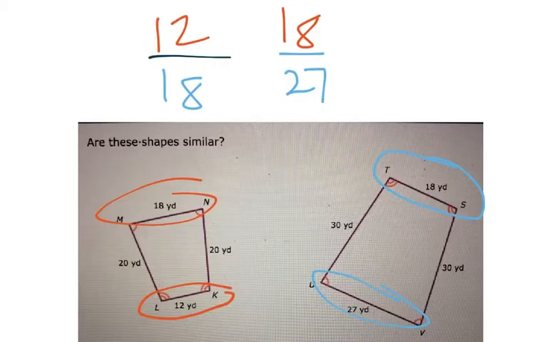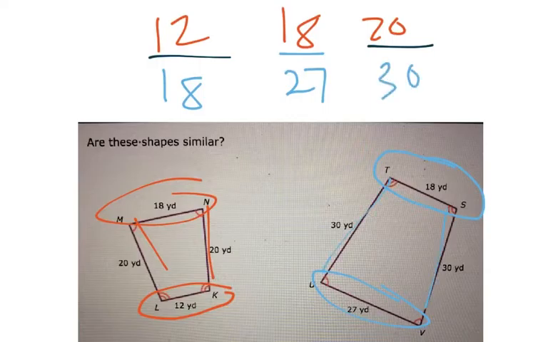And then we can finally check the middle sides, which are 20 and 20, so we don't have to check them twice. But we can see 20 corresponds with 30 on the right. So we have three ratios, and in order for these two shapes to be similar, all these ratios need to equal the same thing. So the quickest way is to just punch it into your calculator and see if you get the same decimal, but if you don't have that available, we're going to reduce all of these ratios.